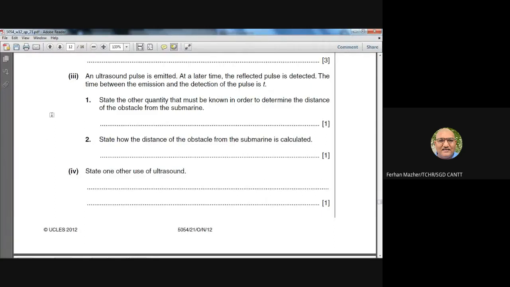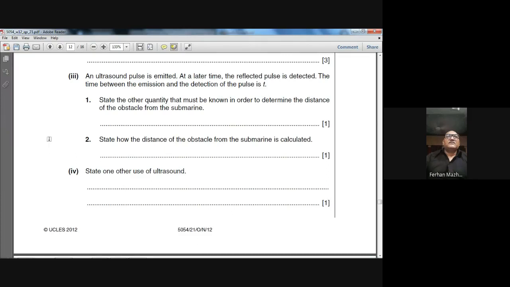An ultrasound pulse is emitted at a later time. The reflected pulse is detected. The time between the emission and the detection of the pulse is t. State the other quantity that must be known in order to determine the distance of the obstacle from the submarine. You see, if you know how much time the ultrasound took from the submarine to go to an obstacle and then come back, and another thing, the speed of the ultrasound in the water, then we can find the distance between the submarine and the obstacle.